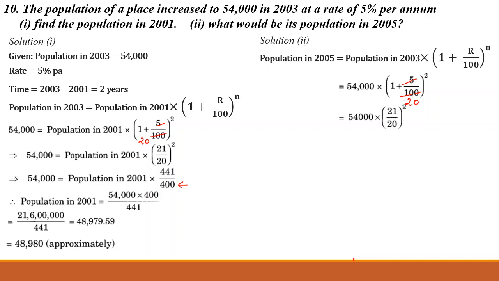How? We actually get 1 plus 1 by 20. So when you take the LCM, you will get 20 plus 1 as 21 by 20. Again, 54,000 multiplied by 441 by 400. When you simplify it further, we get 59,535. So the population in 2005 will be 59,535. So that was the solution of that question.